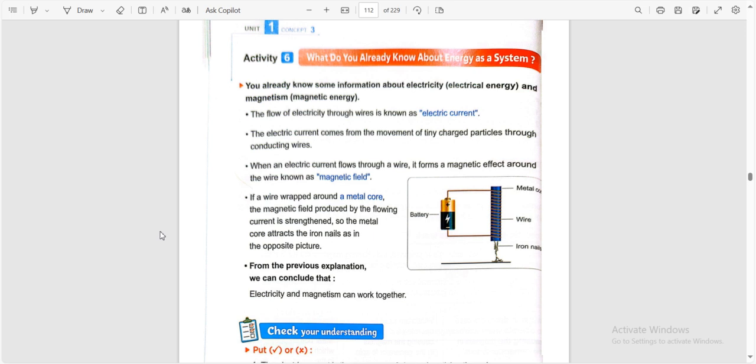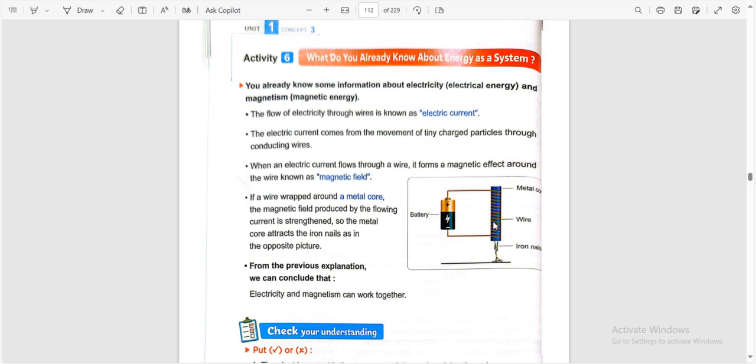So let's try and make one ourselves. We call this the electromagnet. How does it work? Well, the flow of electricity in the battery and then the wires through the coiled wire.